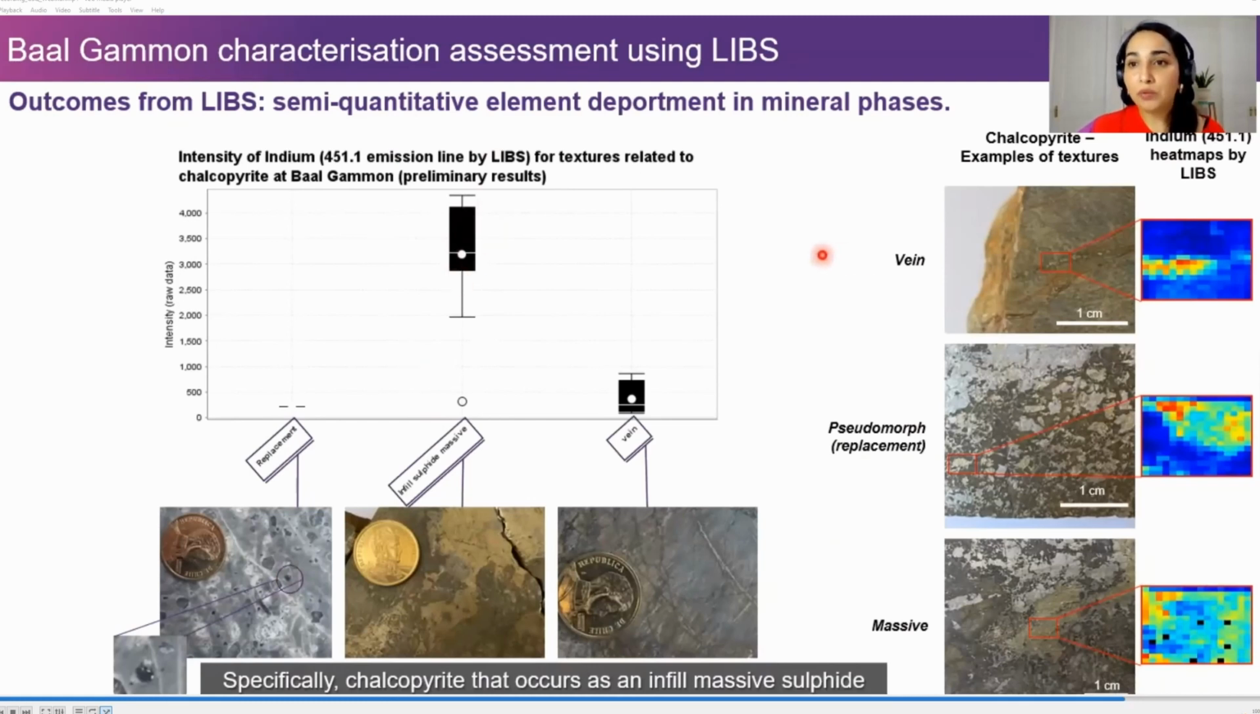It's really useful to use a heat map as a complement to a graph, for example a box plot. In that case, it's a chalcopyrite vein, so you can see the distribution of indium is more in the core. In that case, it's a pseudomorph replacement of chalcopyrite, here in the upper left side, and this part is arsenopyrite. You can see the red dot, or red shot, shows high intensity in terms of chalcopyrite. And this is a massive texture with interground texture between chalcopyrite and pyrrhotite, and it is a more random distribution.